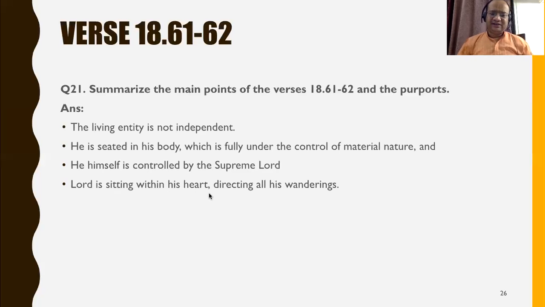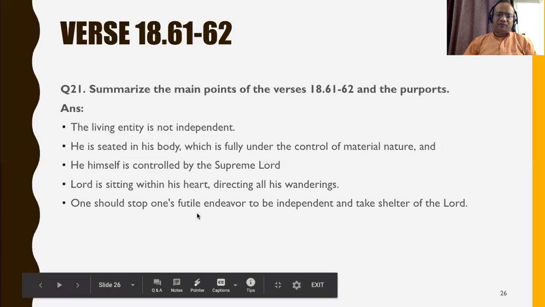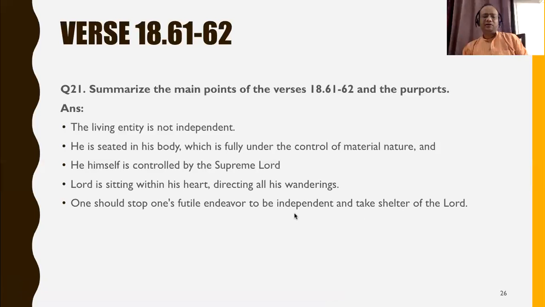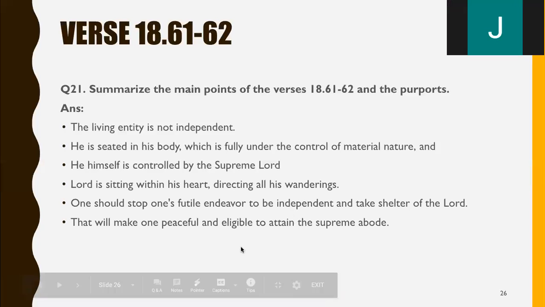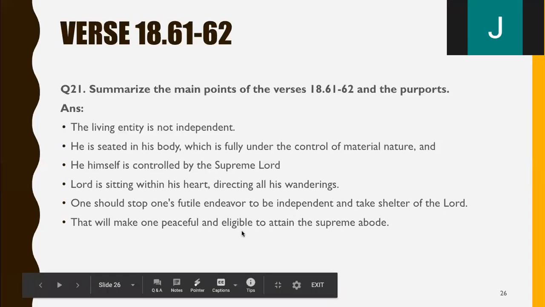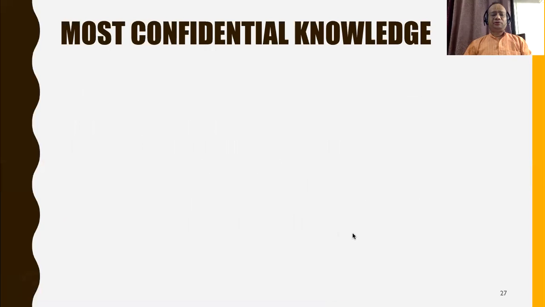So the Lord is sitting within the heart, directing all his wanderings. One should stop one's futile endeavor to be independent and take shelter of the Lord. That is the main purport of 61 and 62: don't act out of ahankar. Always feel subordinate towards the Lord because he is actually the supreme master. That will make one peaceful and eligible to attain the supreme abode.